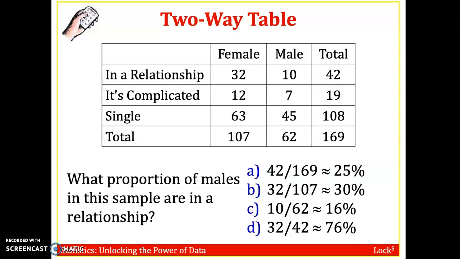All right, let's do one more of these from this table. What proportion of males in the sample are in a relationship? Feel free to pause and see if you can get the correct answer. And here we should get part C, 10 out of 62. Think about that. Of males is the key word. Looking at just the males in the group, there are 62 total. That's my denominator. And of those males, how many are in a relationship? 10. So we get 10 out of 62.